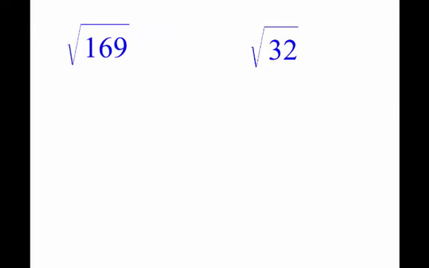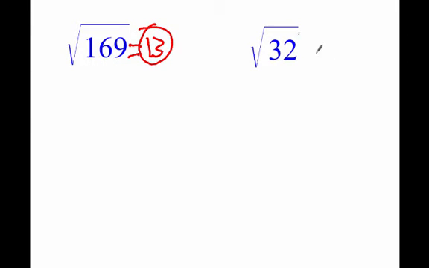Let's look at two different examples and how they relate to each other. Right here I've got the square root of 169. Well, 169 is a perfect square, so the square root of 169 is just 13. Now there is no radical bar anymore, so this is done. This is as simplified as it goes.